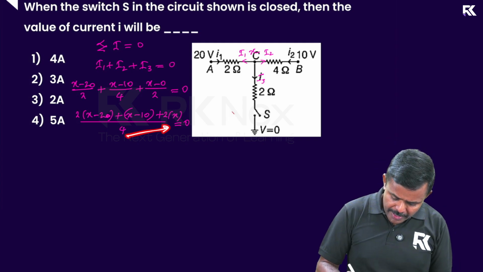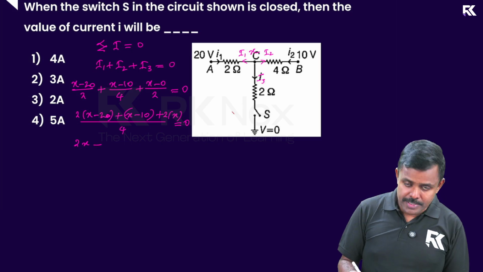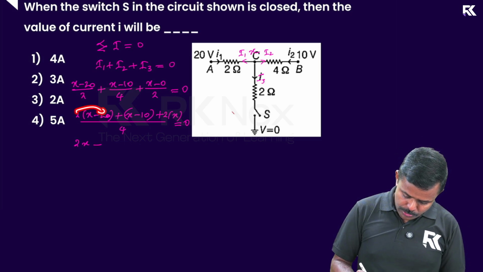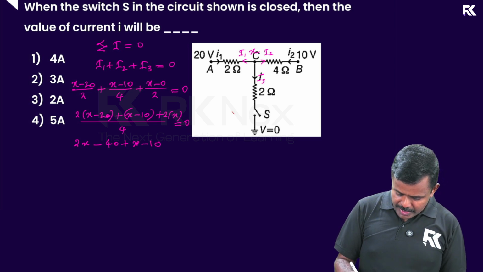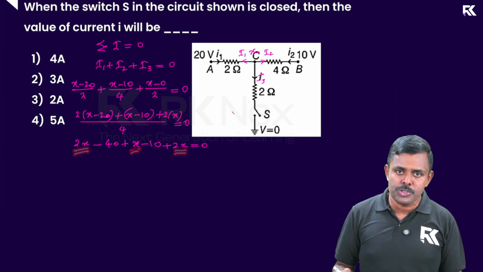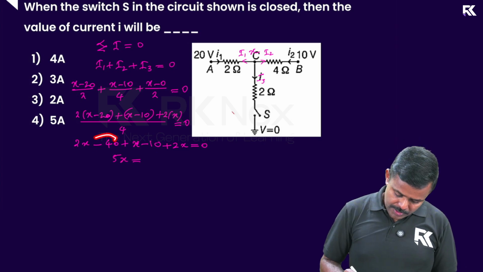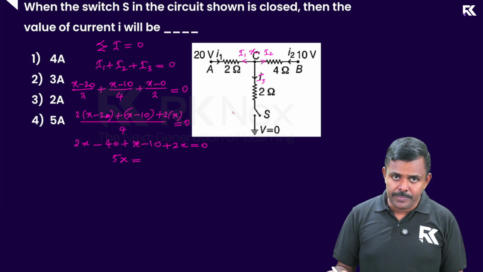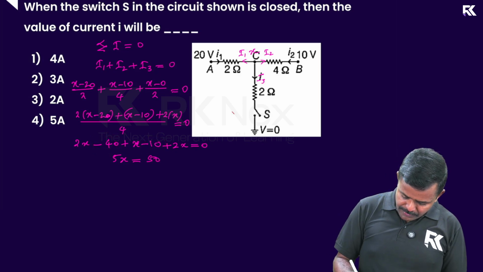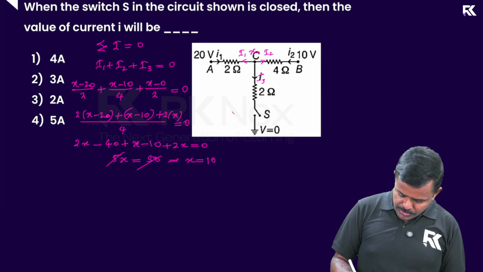Now if you cross multiply, 4 times 0 is 0. That makes 2 into X minus 2 into 20, that is 2X minus 40, plus X minus 10. I'm just expanding this. 2X is equal to 0. So how many X's altogether? 2X, X, 3X, plus 2X, 5X. So I have 5X is equal to, this is minus 40 with minus 10, minus 50, and that goes to the right to become plus 50. So if I divide by 5, I get X is equal to 10 volts.